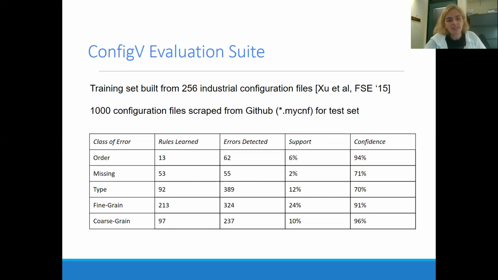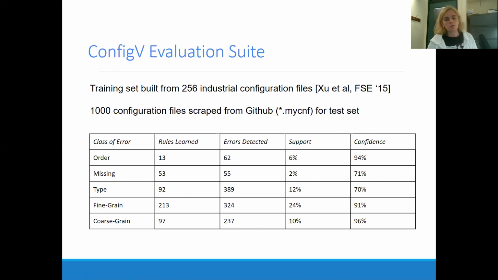And then we ran these rules on around 1,000 configuration files, precisely 1,000 configuration files that we scraped from GitHub. We detected quite a number of errors, right? 62 for the ordering errors, 55 and 389 and so on.